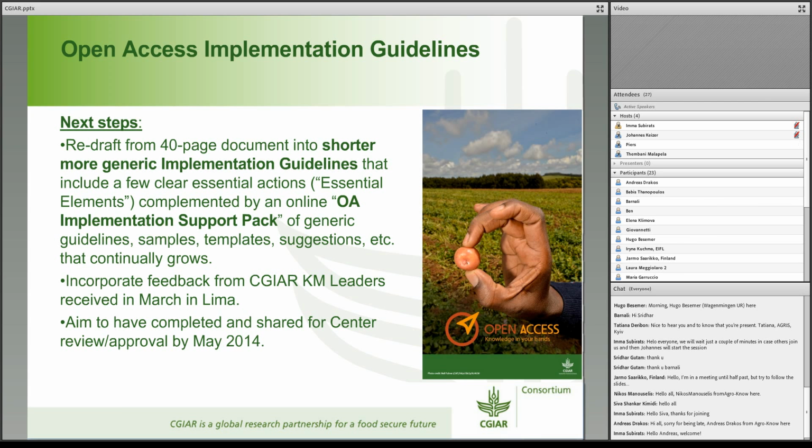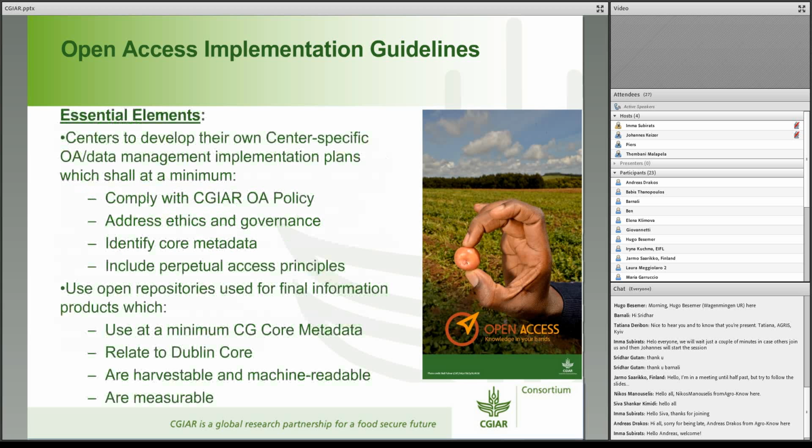When we talk about the essential elements, one of the keys here that we're constantly trying to balance in the consortium is providing enough guidance and then balancing that with the flexibility so that centers can develop plans that meet their specific situations. But at a minimum, what the centers have agreed to is that their individual plan should comply with the overall policy. They need to address issues of research ethics, governance around open access. They need to identify their core metadata and then be able to crosswalk to a set of CGIAR core metadata and somehow include perpetual access principles. This is especially important around the research programs, which are not as long-standing as centers themselves.